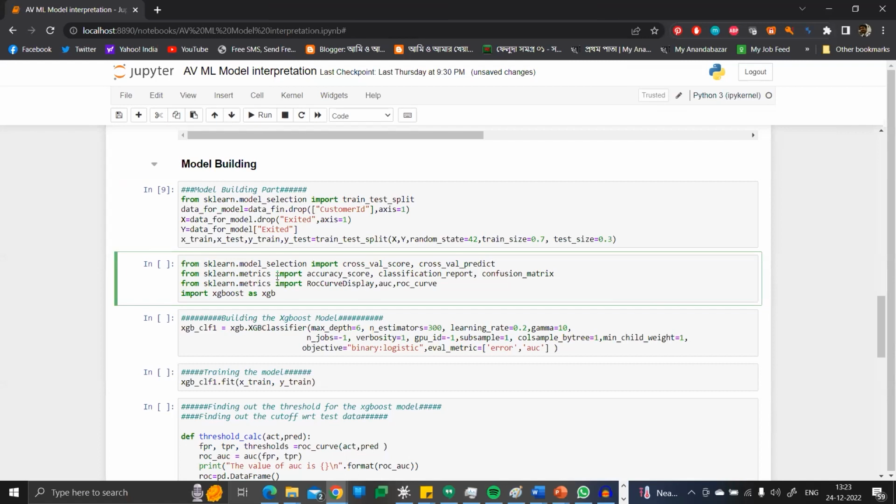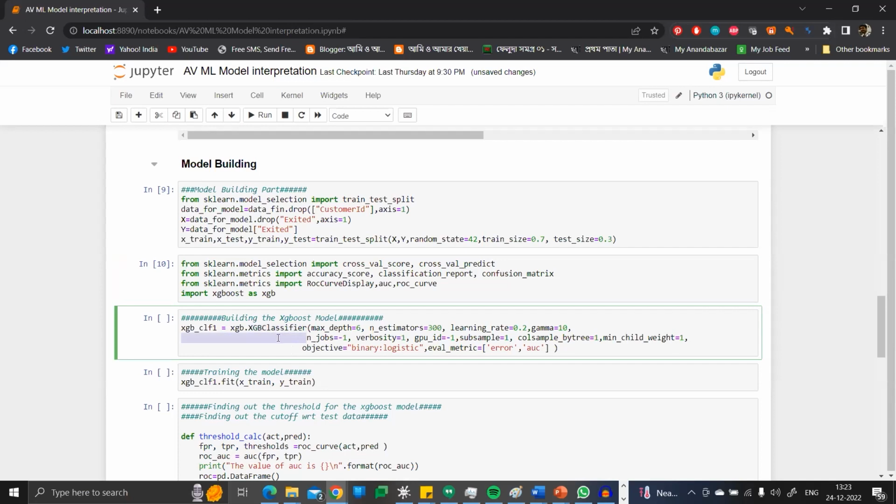Okay, so in the next piece, we are importing some of the packages. The packages are cross-validation score, accuracy score, classification report, confusion matrix, ROC curve, and finally the model. Currently we are using an XGBoost model, like the data scientist that we have seen in the slide before. So what he has done, we will go the same route. And we are building an XGBoost model over here.